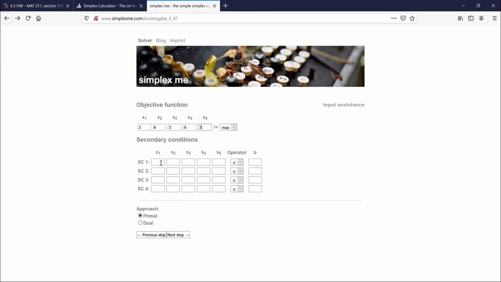3, 6, 3, 6, 3. So 1, 1, 0, 0, 0, less than 3, 0, 1, 1, 0, 0, and then that's 3. And then we got 0, 0, 1, 1, 0, less than 9. And then 0, 0, 0, 1, 1, less than or equal to 12. Let's try it again.